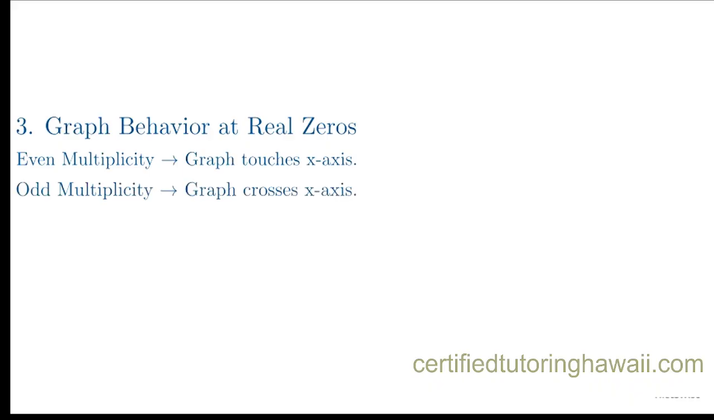Conversely, if a real zero has an odd multiplicity, the graph will pass directly through the x-axis at that point. If the multiplicity is 1, it's a straight crossing. If the multiplicity is 3 or greater, the graph will flatten out as it crosses, resembling the graph of x cubed. Let's revisit our example.